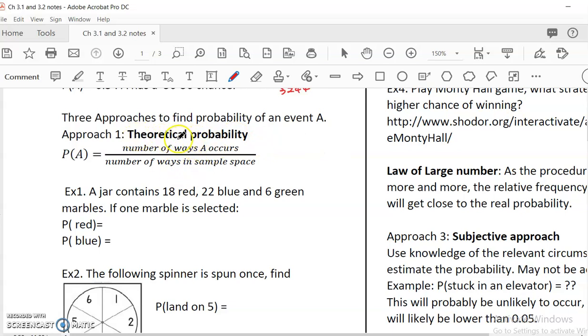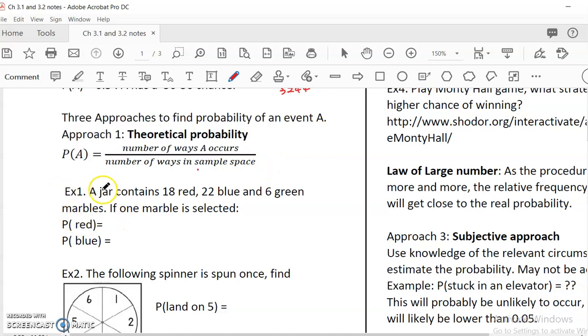So the first approach is called theoretical probability, or the classical approach. You count the number of ways in the sample space, and count the number of ways that A can occur in the sample space. So these are both counts, okay? Just make sure that the outcomes you describe in the sample space must be equally likely.